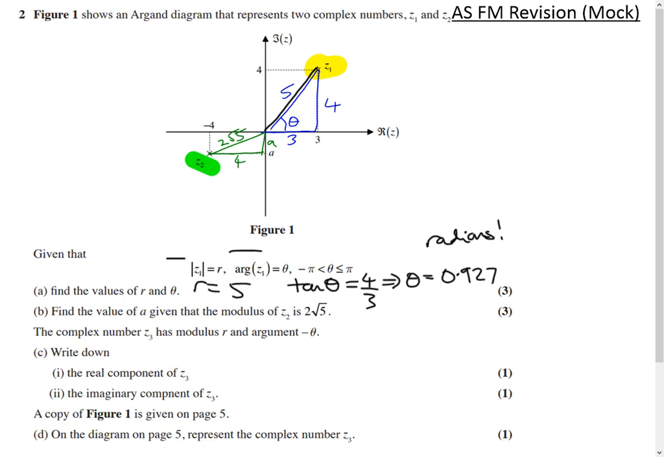In order to find what A is, I'm just going to use some Pythagoras. So I'm going to work out 2 root 5 squared, subtract 4 squared, and that should give you 4. Okay, so the square root of 4 is 2, but if you have a look at the axes, you can see that A is negative, so A must be negative 2.